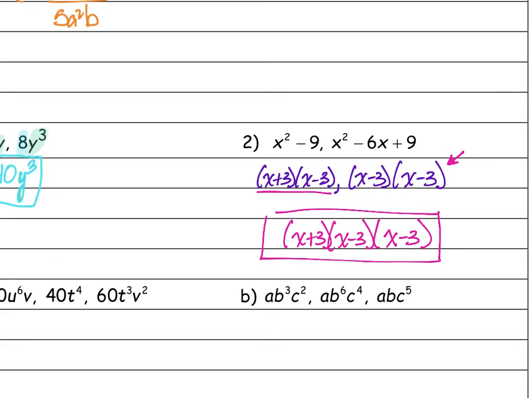Another way to think about it is, what does this one have? What does this one need that this one has? And what does this one need that this one has? So that's another way to think about it. They just have to have everything that's in both terms, or all 3 terms. So I want you guys to try.